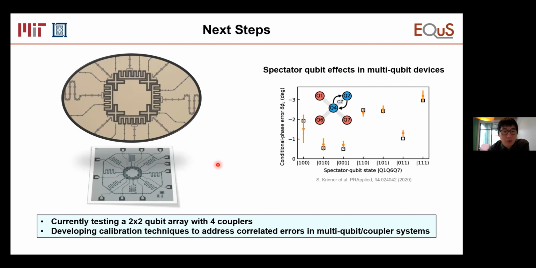And finally, I want to talk about what's the next step for this tunable coupler project. We are planning to test some 2x2 qubit array with 4 couplers. So it's a scaled version of this device. And we are hoping to develop some calibration techniques to address correlated error in multi-qubit coupler systems. Specifically, we are looking at some spectator qubit effects in multi-qubit devices.